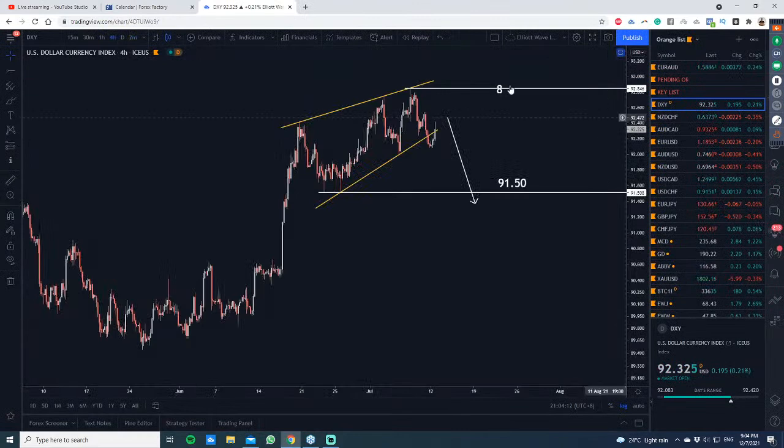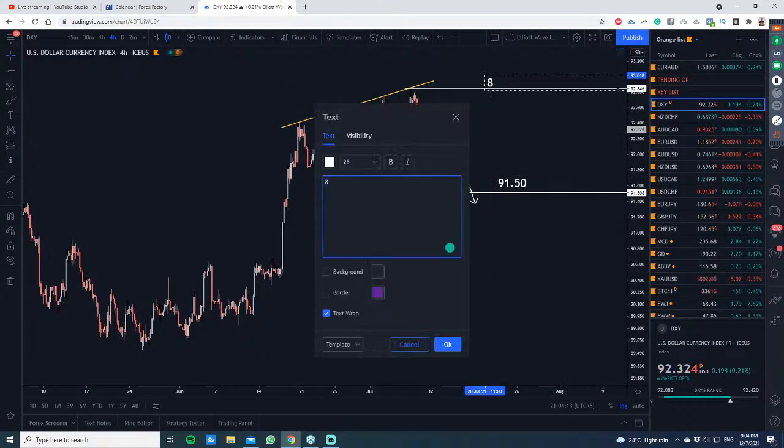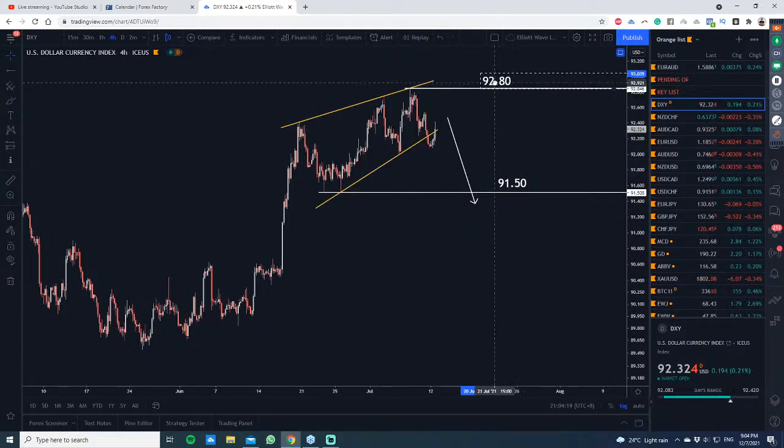Sorry, that was a typo over there. So this one here is 92.80. As long as price remains below this zone, there's a good chance we'll continue to see it weakening towards 91.50. So that's my overall view on the dollar.